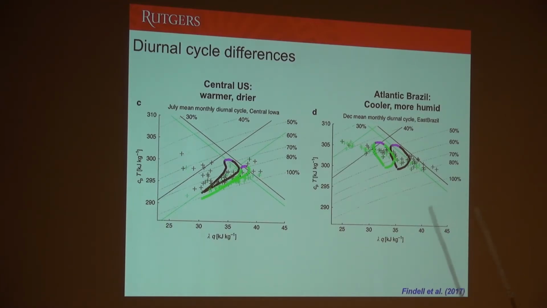And so the story here is consistent with the behavior that we saw in the mean. So the diurnal cycle is shifted more toward the warm side and toward the drier side. A contrast is over Atlantic Brazil. And again, we didn't really diagnose why this is the case, but there's been a more systematic shift of the diurnal cycle to both cooler and more humid conditions, again, as a result of modifying the vegetation.